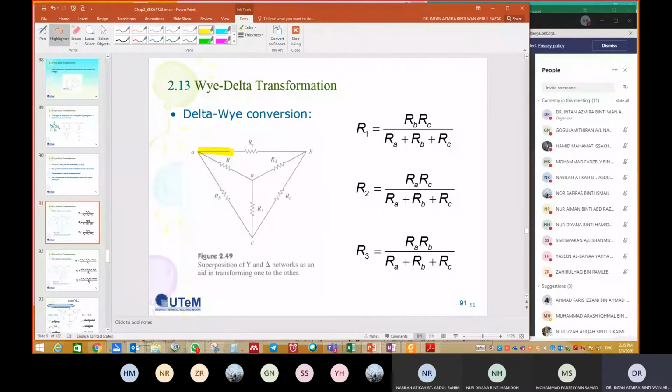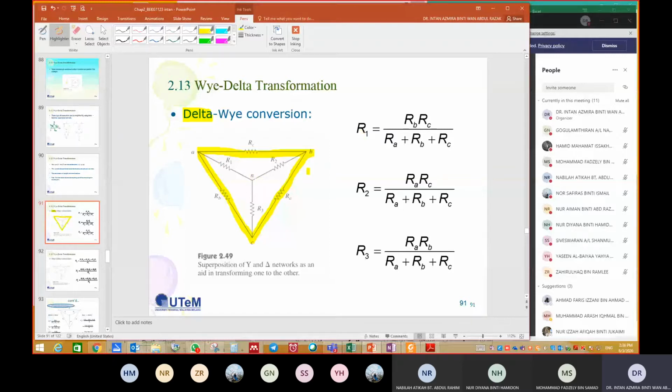This is the original. The original is RA, RB, and RC. The original is delta, and we convert it to Y. RA, RB, RC can be R1, R2, R3, or RX, RY, RZ. Please do not memorize the notation of R1, R2, R3, RA, RB, and RC. Please observe the location. So we want to find R1, R1 here.